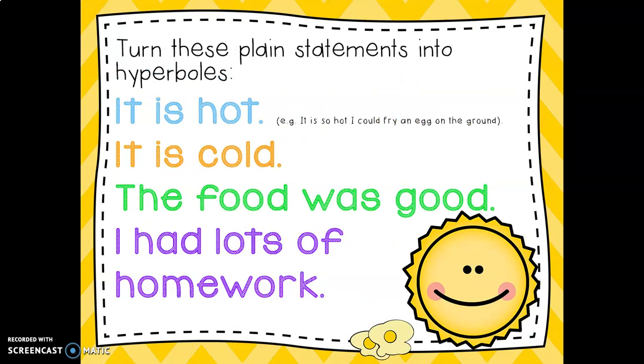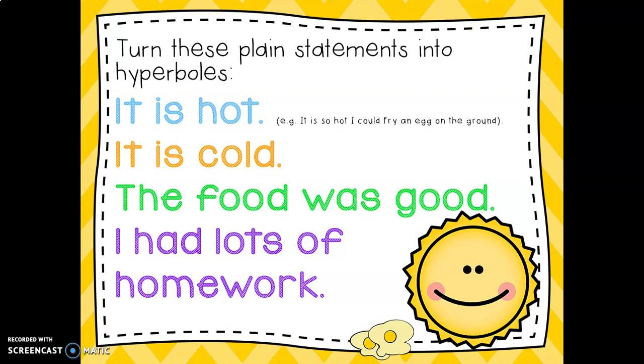Now, for your practice on your paper at home, let's see if you can take these plain, kind of bland, boring statements and turn them into hyperboles. So, for each of these four examples, I want you to give me a hyperbole that you could make instead. So instead of it is hot, an example someone might say is, it was so hot I could fry an egg on the ground. So what's an example you could think of?